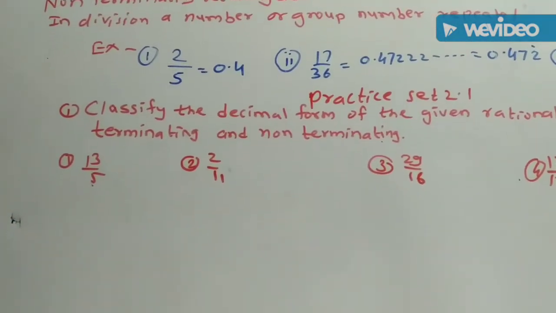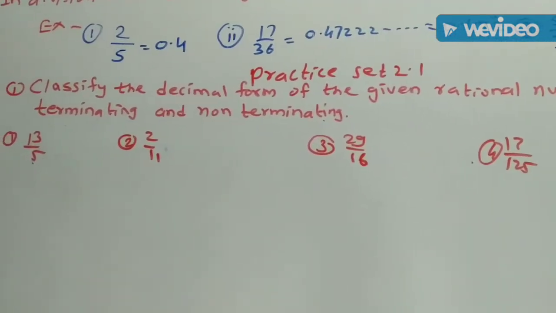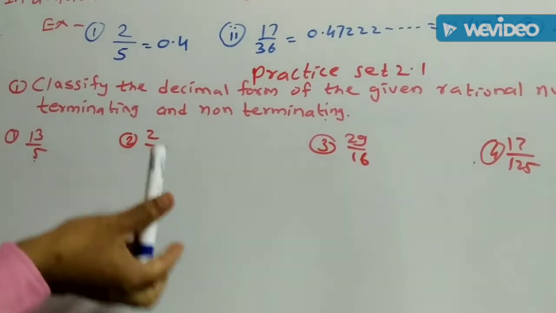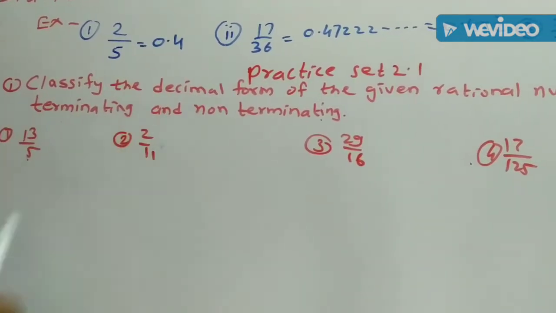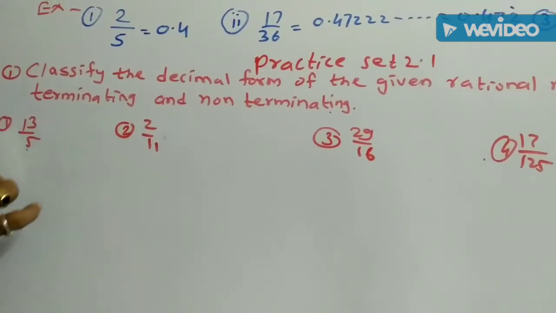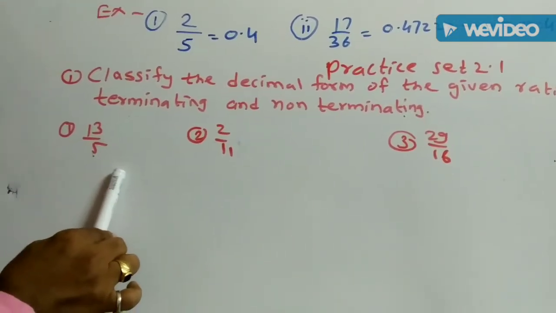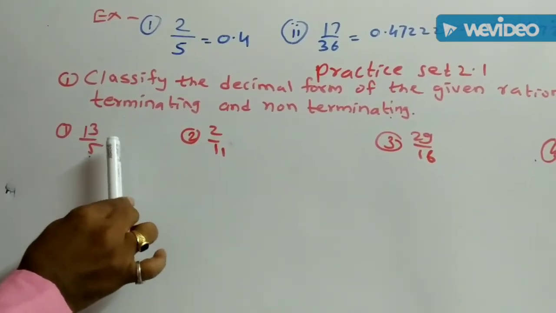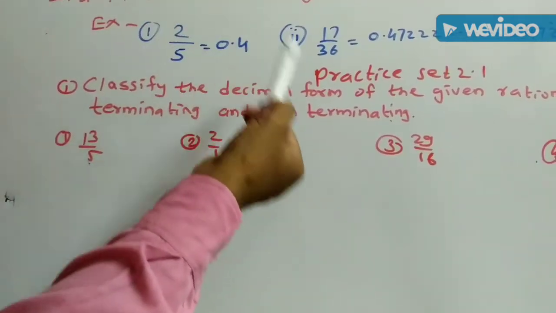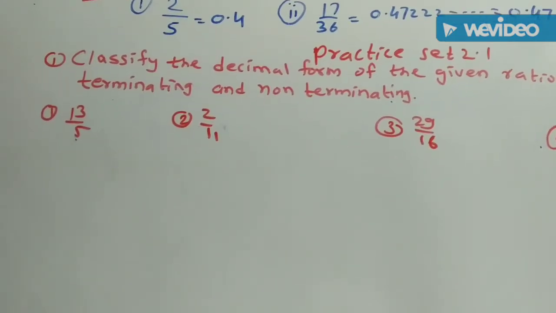Then we will see the examples of practice set 2.1. First example is to classify the decimal form of the given rational number into terminating and non-terminating. That means we have to solve 5 examples. Rational numbers are given and we have to divide these rational numbers, and if the division process ends, then it is terminating. If the division process does not end, then it is non-terminating recurring form.